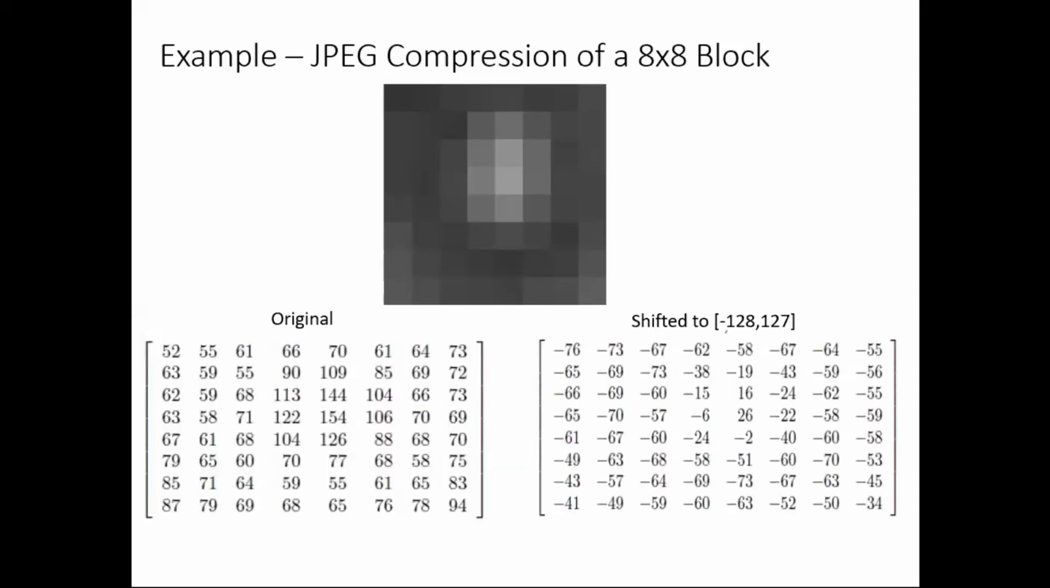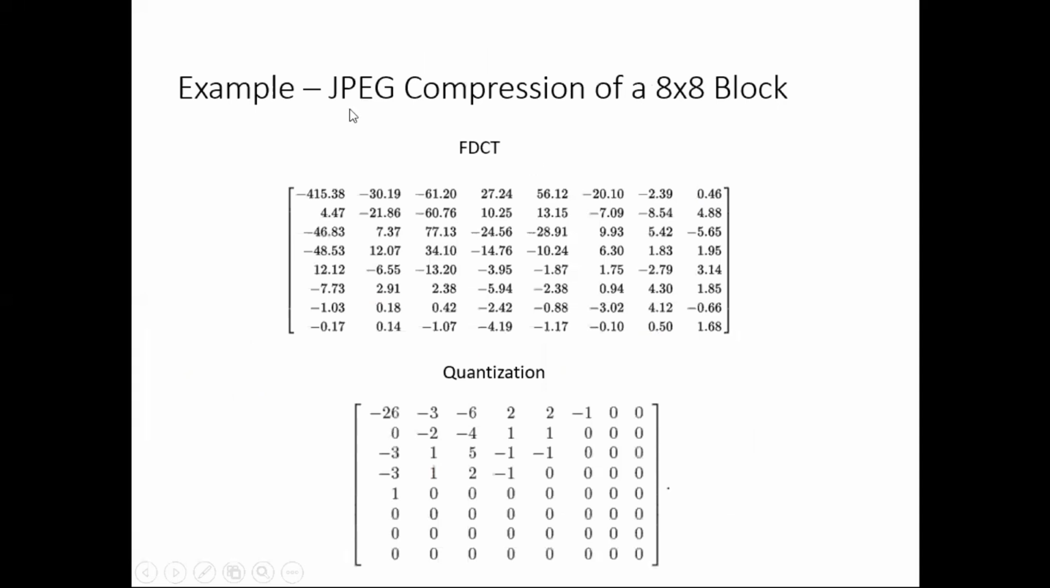Then let's see it step by step again for a complete example. Initially, we have an original image with different pixel values. Then we are shifting these values to between -128 and 127 by reducing each pixel value by 128, right? Then we finally come up with this result. Then after applying the forward discrete cosine transformation, we can come up with this result.